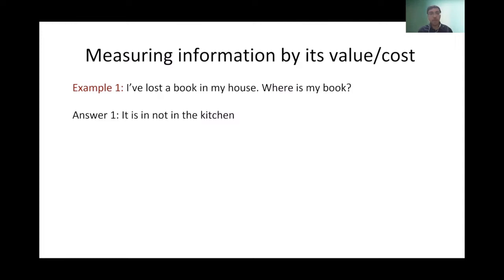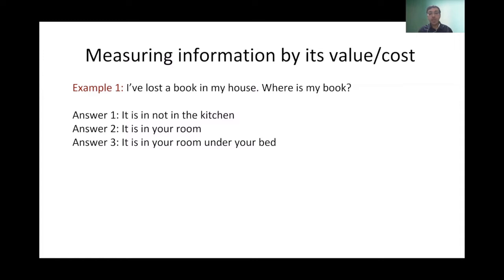The second answer is, it is in your room. It's a more informative answer, right? Because it tells you not only that it's not in the kitchen, but it is in your room. So it's more specific. And the third answer is, it is in your room under your bed. This is even more informative.